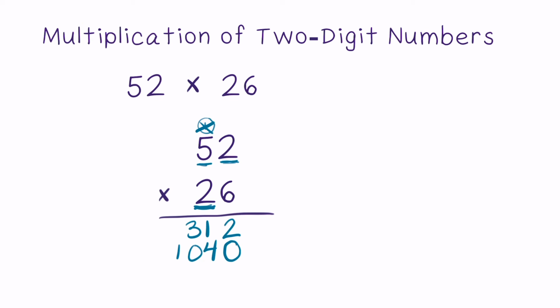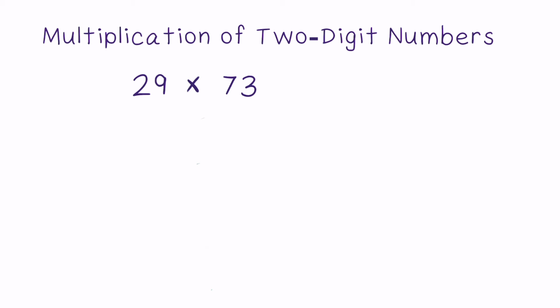Now that we've multiplied each of the digits in the bottom number by each of the digits in the top number, we can take our two partial products of 312 and 1040 and add them together. 2 plus 0 is 2, 1 plus 4 is 5, 3 plus 0 is 3, and 1 plus nothing there is 1. So now that we've added our two partial products together, we've determined that the product of 52 times 26 is 1,352.